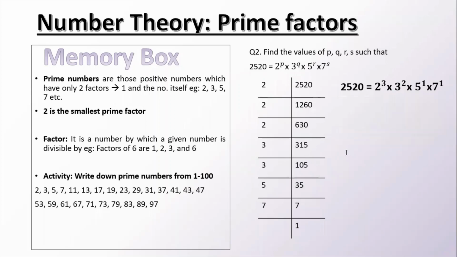If you take a look at the bottom left corner of your screen, you would find all the prime numbers from 1 to 100. And if you count them carefully, there are exactly 25 prime numbers from 1 to 100.